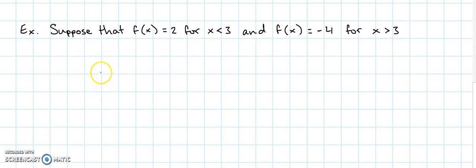The first part of the question says, suppose that f of x is equal to 2 for all x smaller than 3, and f of x is equal to negative 4 for x larger than 3. Without even looking at the first part of the question, we can draw a graph from this statement.